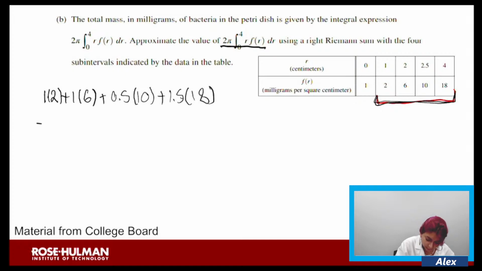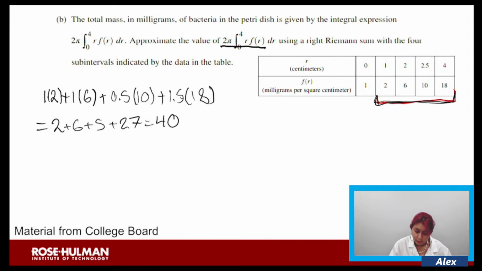And so to solve for this, you get 2 plus 6 plus 5 plus, let's see, 27. That equals 8 plus 32 is 40. So our approximation for the value of this integral using a right-Riemann sum would be 40.